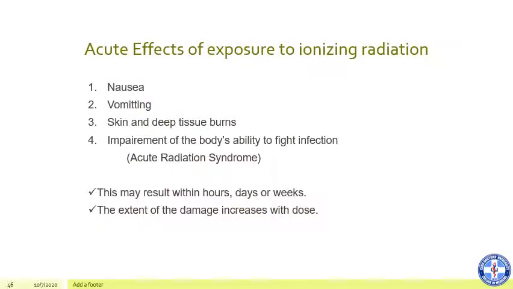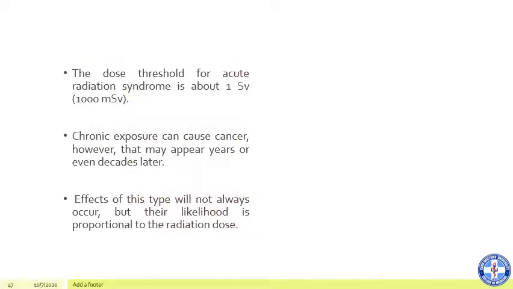The acute effects of exposure to ionizing radiation are nausea, vomiting, skin and deep tissue burns, and impairment of the body's ability to fight infection, and this is what we call acute radiation syndrome. This may happen when you are exposed to a high level of radiation, such as being close to an atomic blast. This may result within hours, days, or weeks, and the extent of the damage increases with dose. Let us remember that the dose threshold for acute radiation syndrome is about 1 sievert or 1000 millisievert.